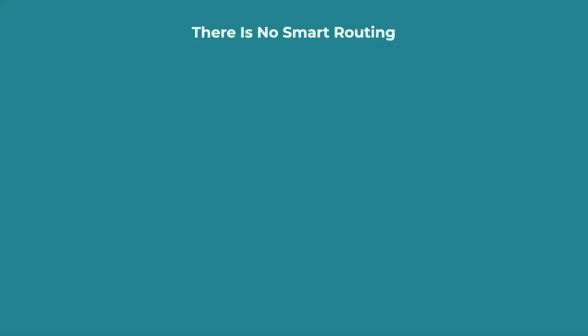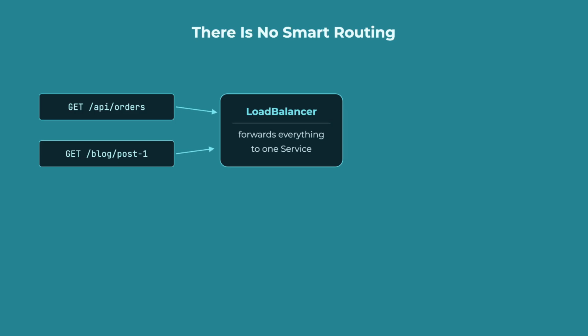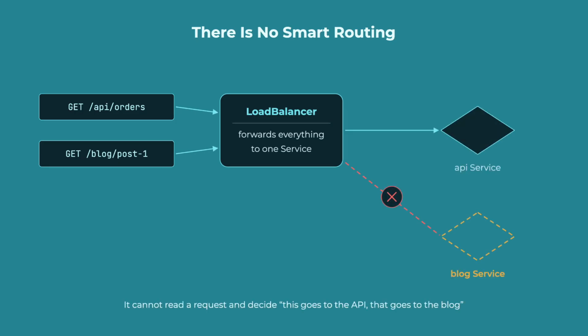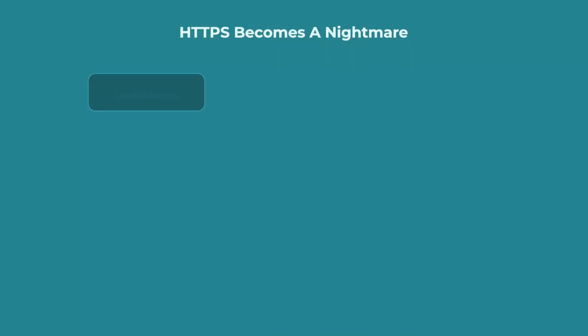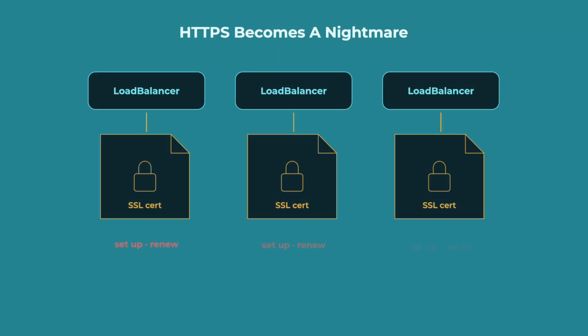There is no smart routing. A load balancer just forwards everything to one service. It cannot look at the request and decide this one should go to API and that one should go to blog. And thus the HTTPS becomes a real nightmare. You would have to set up and renew SSL certificates separately for every load balancer. So this is where Ingress helps.